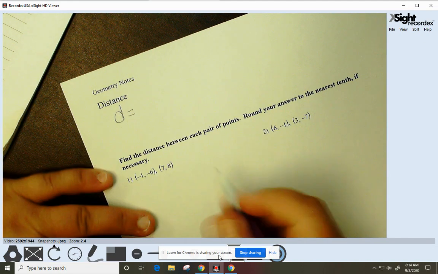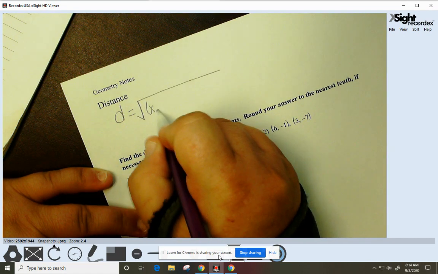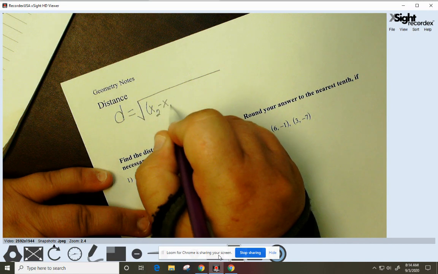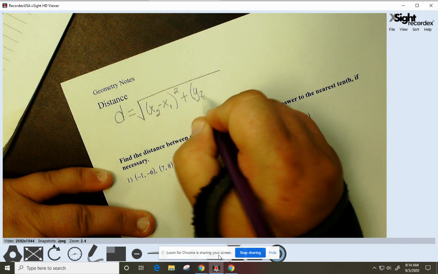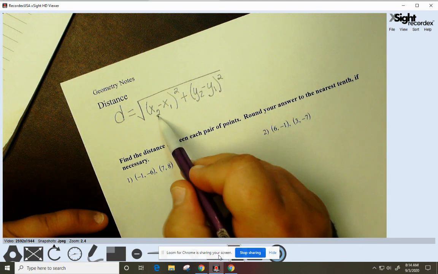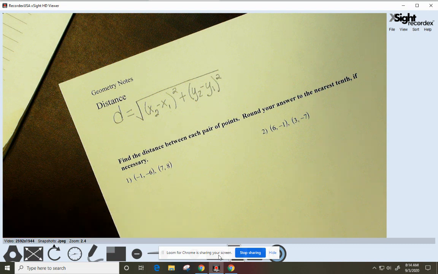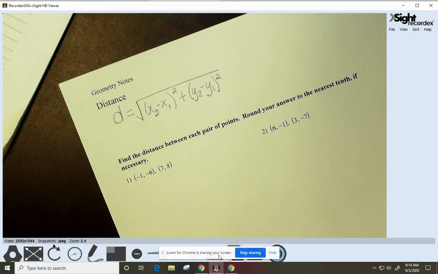Distance is equal to the square root of the difference between my x coordinates plus the difference between my y coordinates. Now, these are little subscripts, and they are there just to let me distinguish between an x from one point and an x from another point. So they're really not playing any part in my formula other than telling me that I've got two x's. One comes from one point, one will come from a second point.